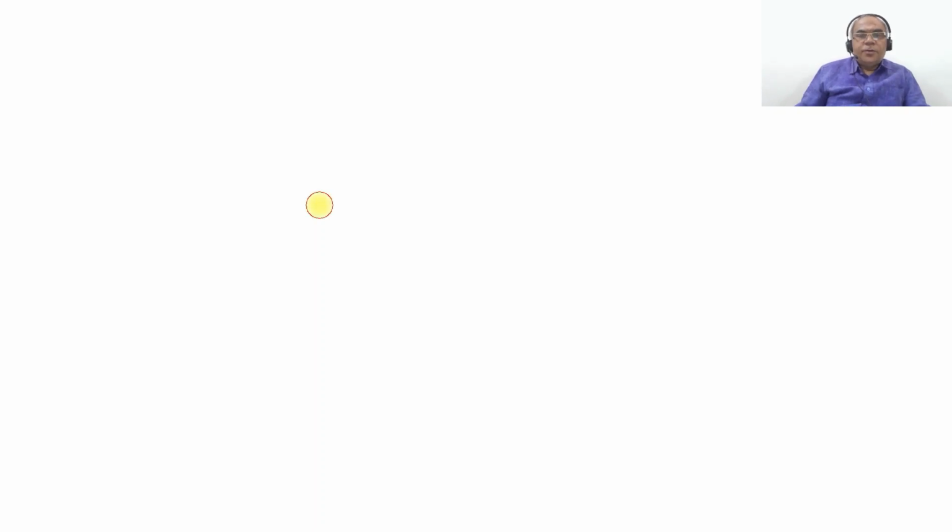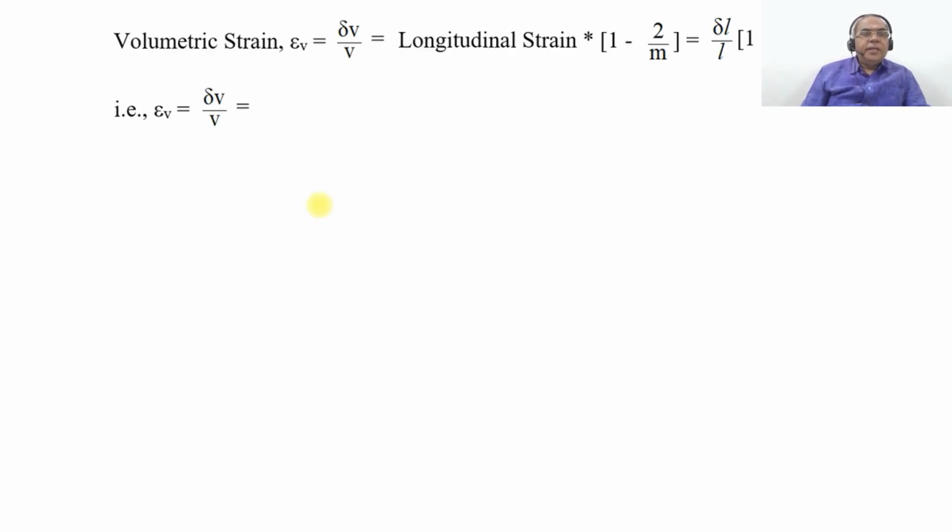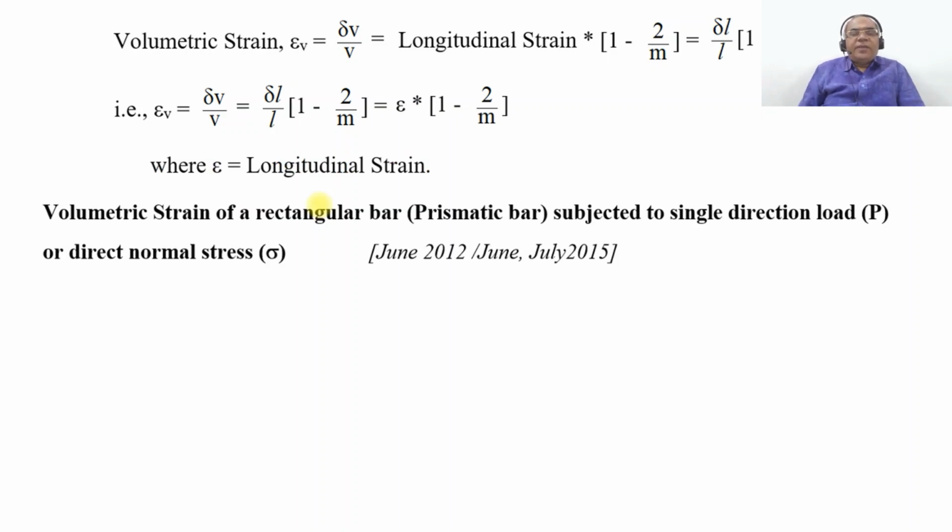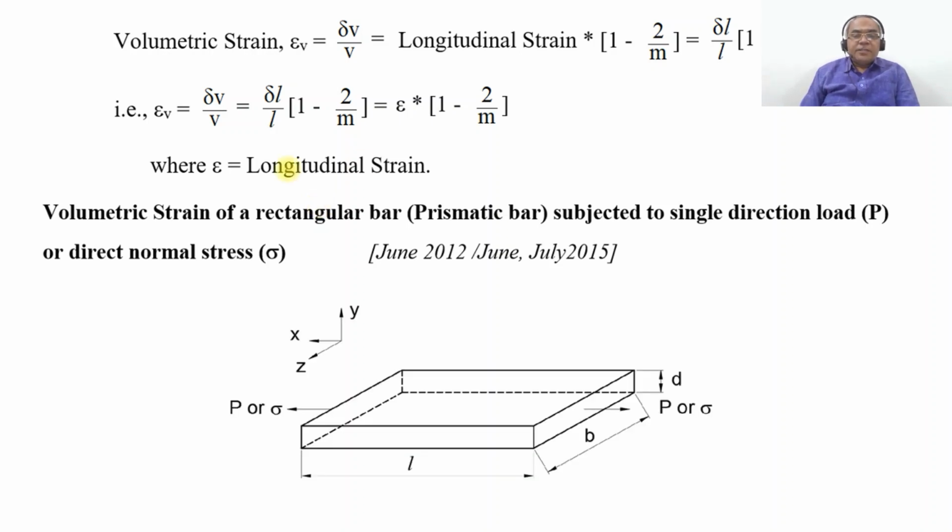Now, in this video, we will discuss the volumetric strain of a rectangular bar, which is a prismatic bar subjected to a single direction load P or direct normal stress sigma. So here we have a prismatic bar having length, breadth and thickness, with a single direction load applied as shown in the figure, which is P or sigma, wherein along the x-axis is the length, along the y-axis is d, that is the depth or the thickness, and along the z direction is the width, which is b.